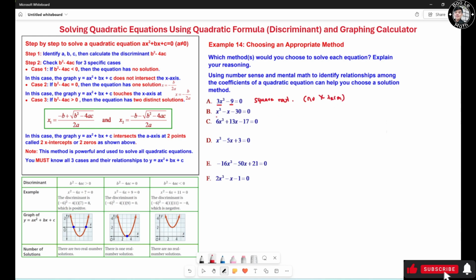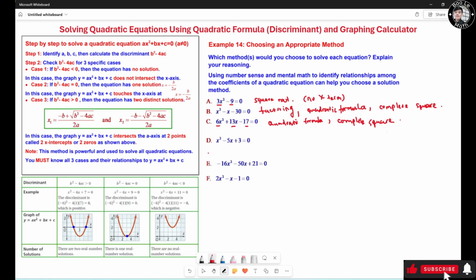Now, question B, x squared minus x minus 30 equals 0. This quadratic equation can be factored, right? So we can use the factoring method to solve this quadratic equation. We can use the quadratic formula, right? We can use complete the square, right? Now, question C, this equation cannot be factored, right? So we cannot use the factoring method, but we can use the quadratic formula. We can use complete the square.